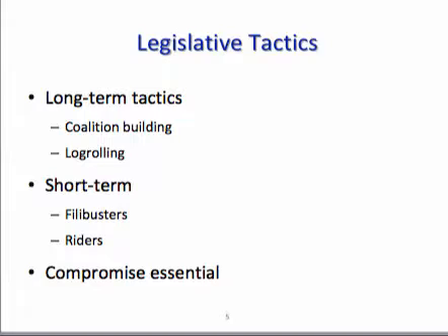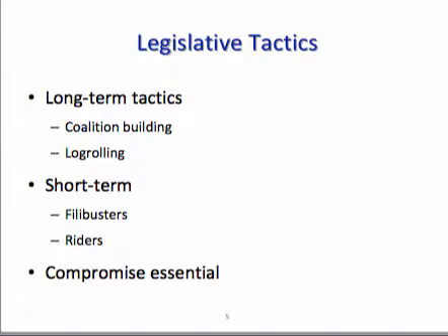How does this legislation go through? Well, there are different approaches. Long-term tactics would be coalition building. Log rolling is basically exchanging of favors, but it's more sort of an exchanging of compromise, let's put it that way, as to move legislation forward.